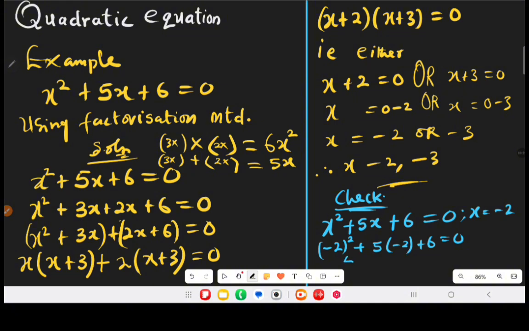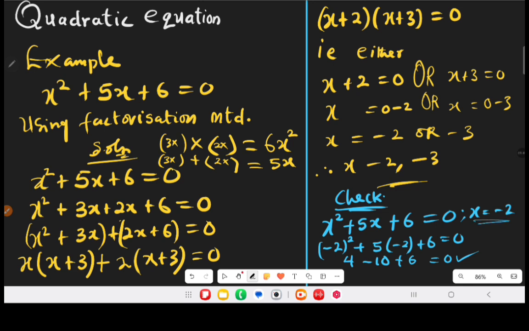Minus 2 squared gives us 4. 5 times minus 2 gives us minus 10 plus 6. Is it equal to 0? Let's see. 4 plus 6 is 10. 10 minus 10 is equal to 0. So our answer is correct when x is equal to minus 2.